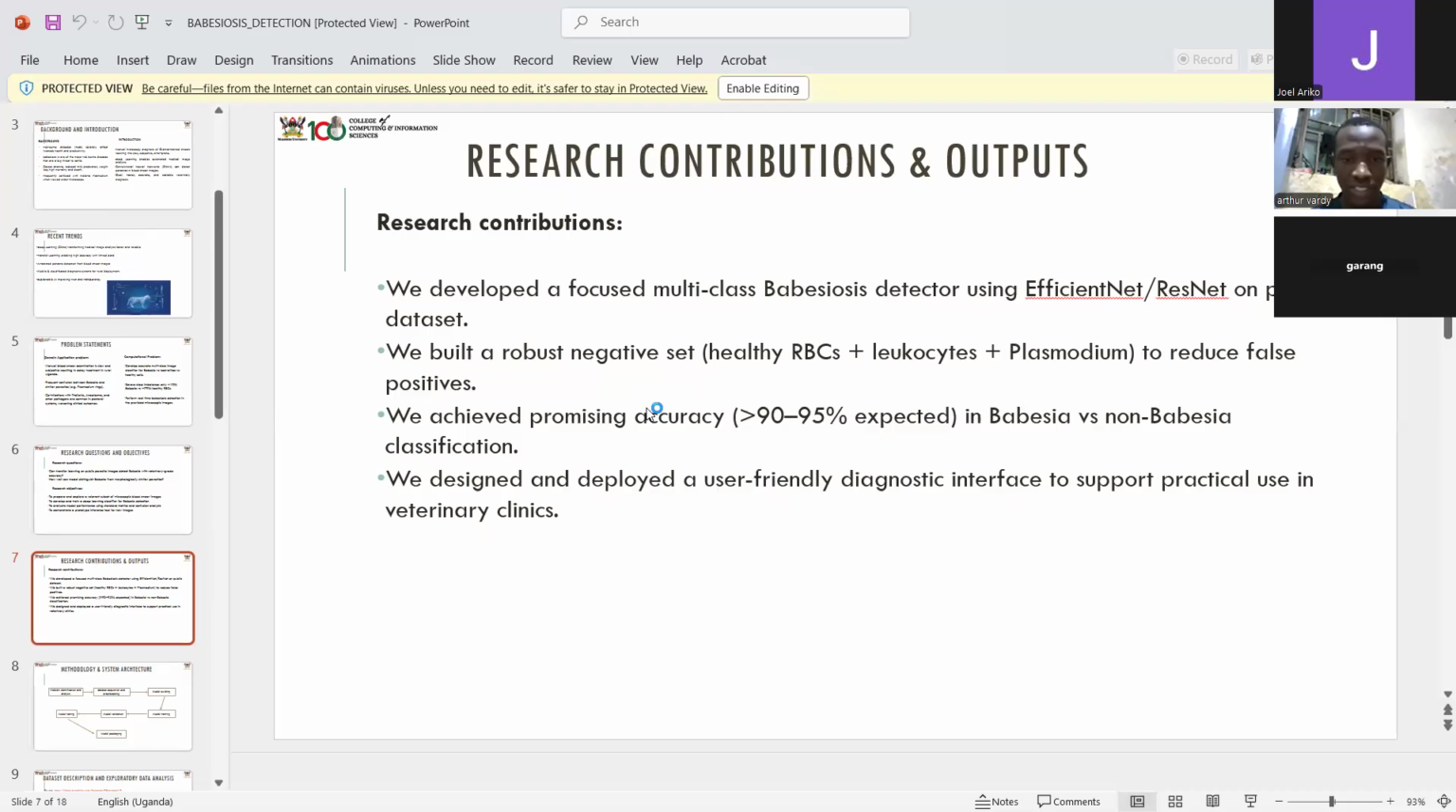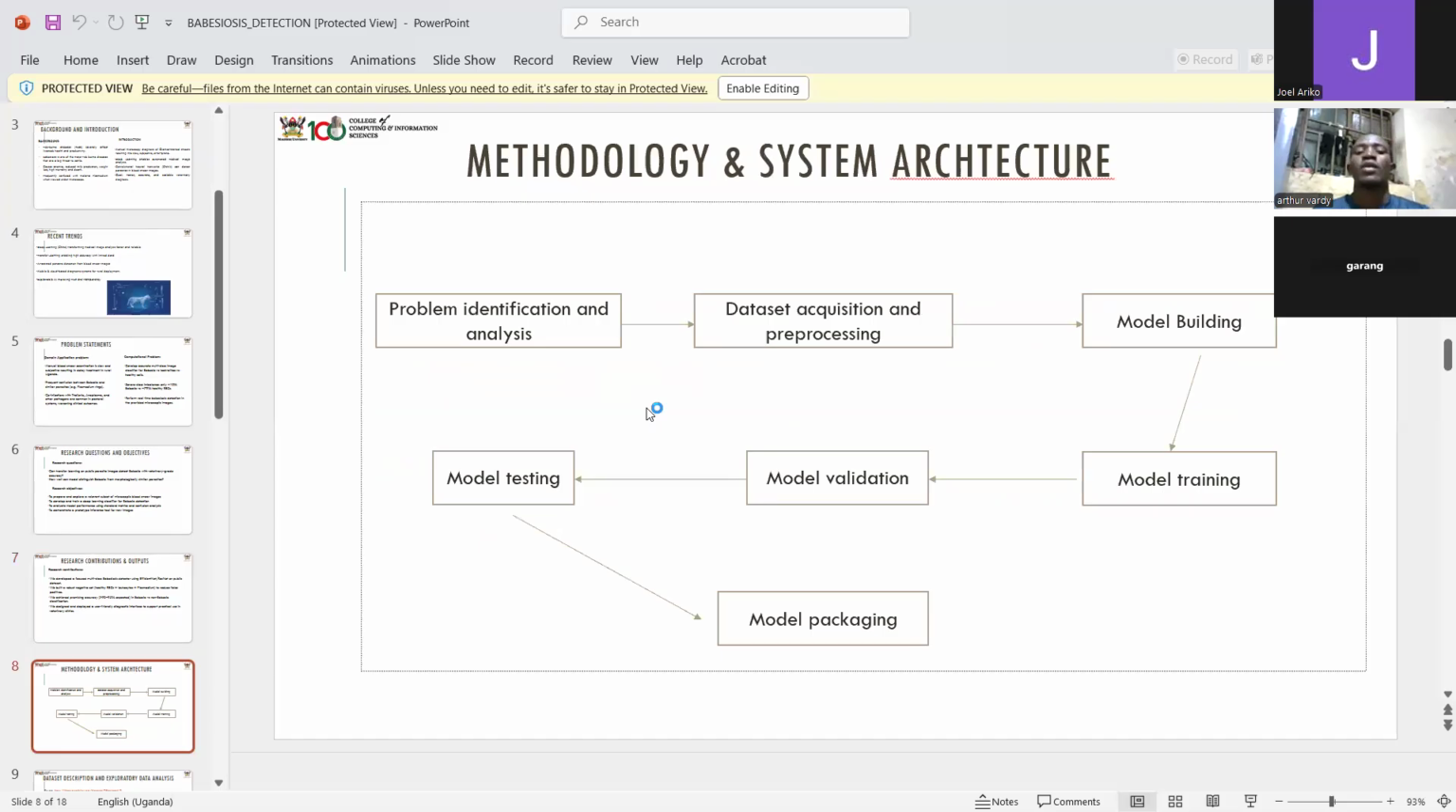Then we designed and deployed a user-friendly diagnostic interface to support practical use in veterinary clinics. This will provide a clear interface whereby the user will just upload the image, and then the processing takes place. I think I can hand over to the next group mate to proceed with the next slide.